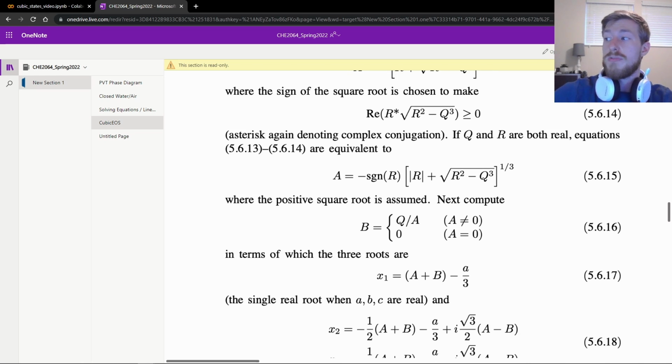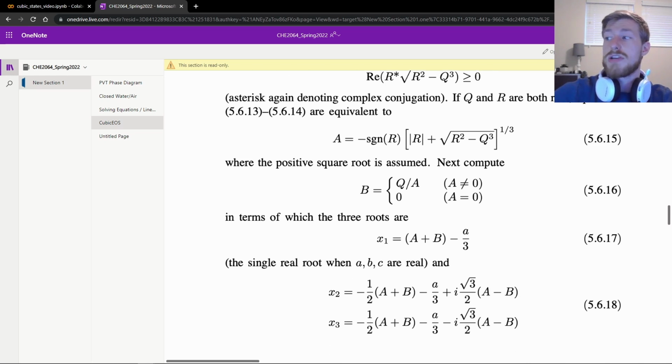So if q and r are both real, we can figure out our single root by finding a, which is the negative sign of r. The sign function takes the number you plug in, in this case r, and says if r is positive, output a positive 1. If r is negative, output a negative 1. So essentially it tells us the sign of the value, and then this negative is obviously going to do the inverse of that. And we multiply the negative sign of r by the cube root of the absolute value of r plus the square root of r squared minus q cubed.